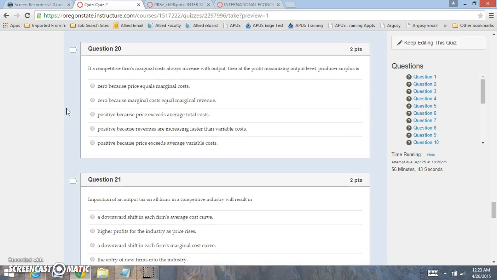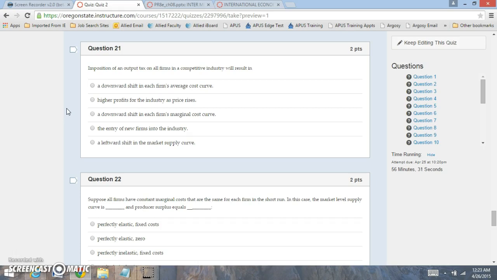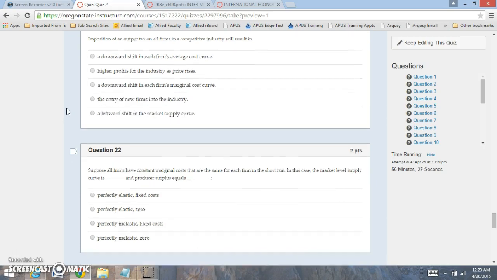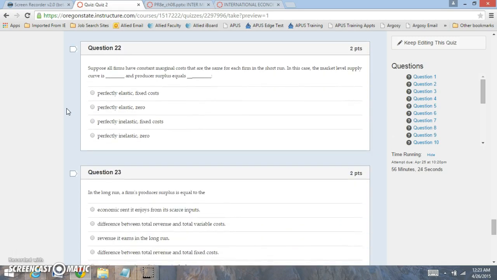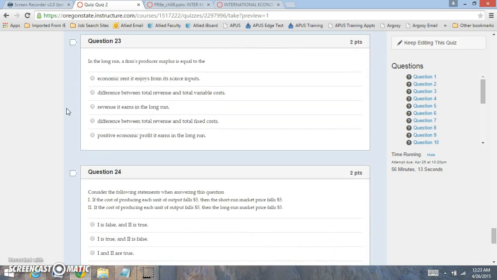Question 20, when marginal cost increases with output, what happens to producer surplus? Question 21, you have an imposition of an output tax. How does that affect the competitive industry? Question 22, what happens to the elasticity and producer surplus? Question 23, producer surplus is equal to what?